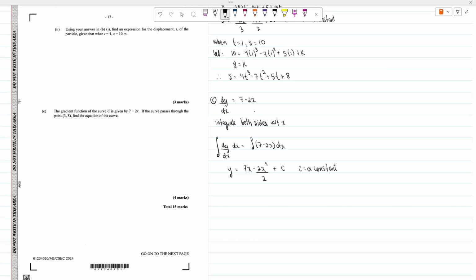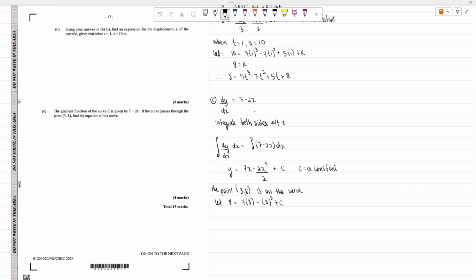Now we can say that the point (3, 8) is on the curve. This is my y value. This is my x value, which satisfies the equation of the curve. So let 8, which is my y value, equal 7 into 3, take away, cancel the 2s. My x value will be 3 squared, plus c.